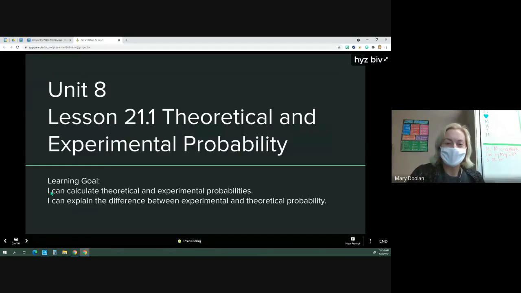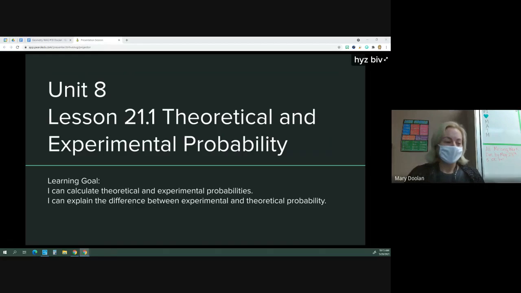Here is our Unit 8. That's lesson 21.1, theoretical and experimental probability. Okay, it's a quick lesson. It's just a one-day lesson. We're not going to spend 2 days on it.